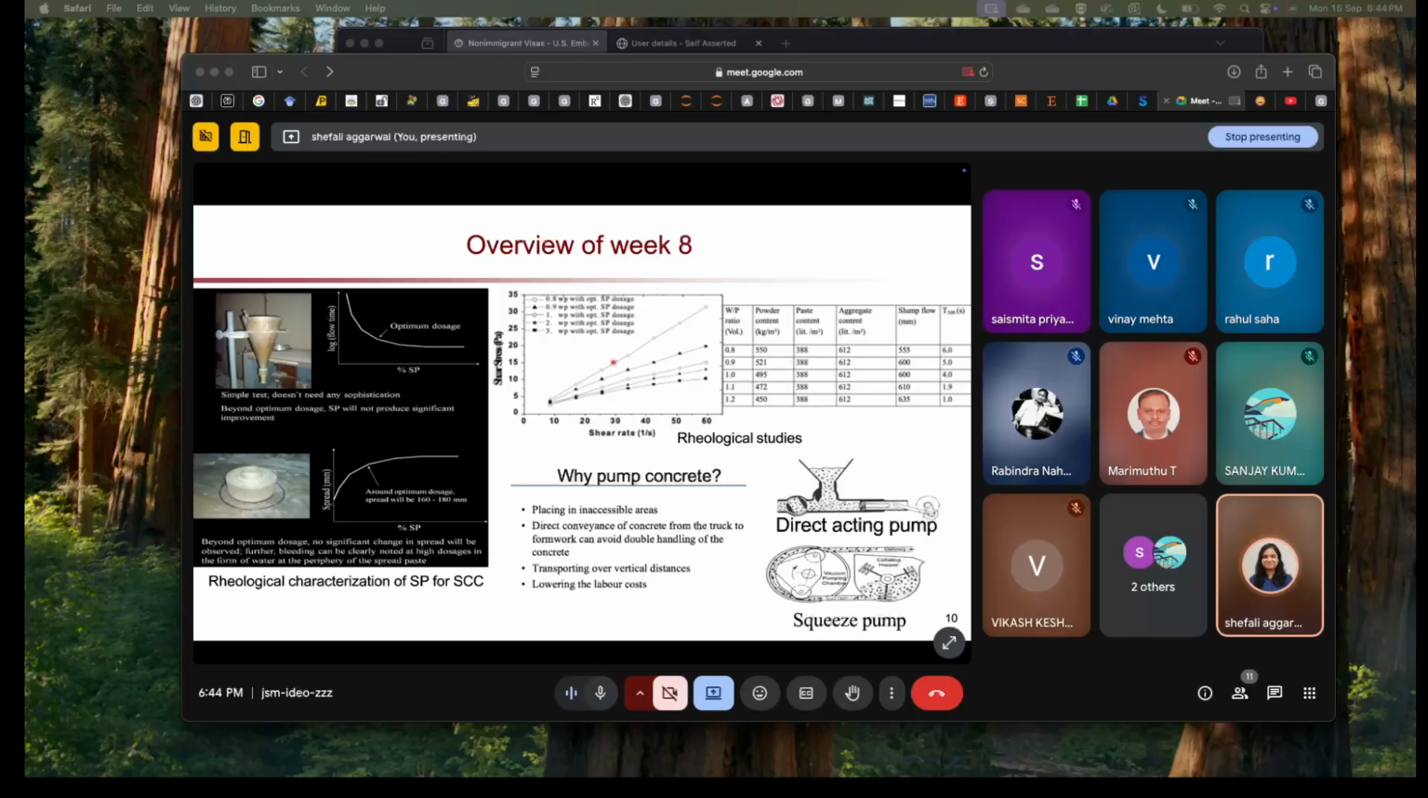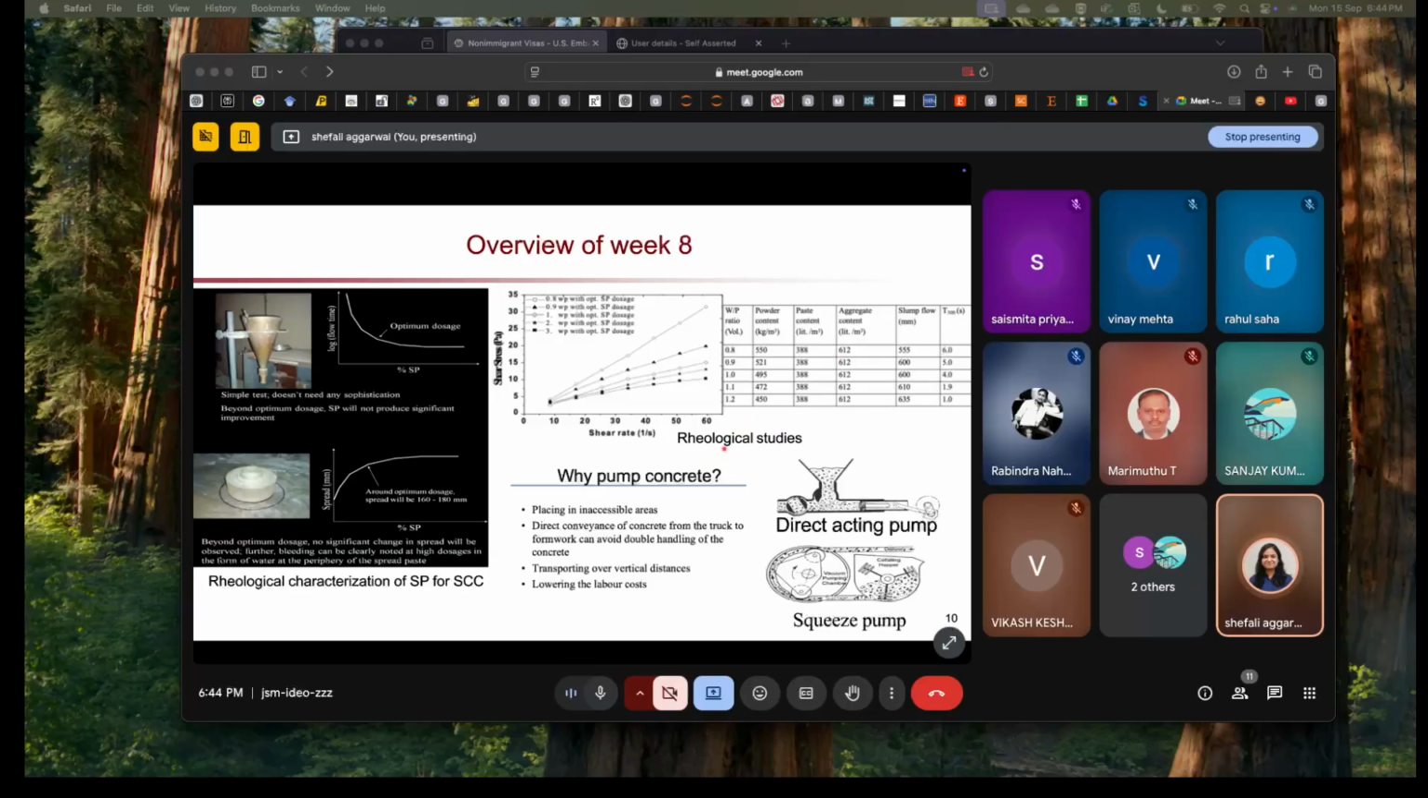with the optimum superplasticizer dosage at different water to paste ratios. Some rheological tests were done, where we calculate shear stress versus shear rate, and this is the mix design. Again the same thing we are doing, different water to paste ratios, how much paste content is there, aggregate content and slump flow, all those things.